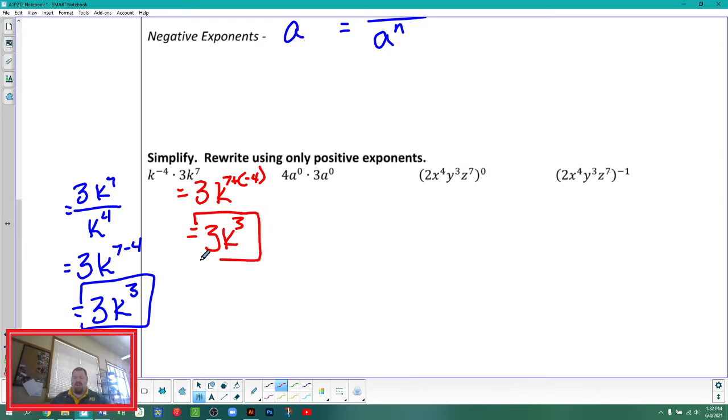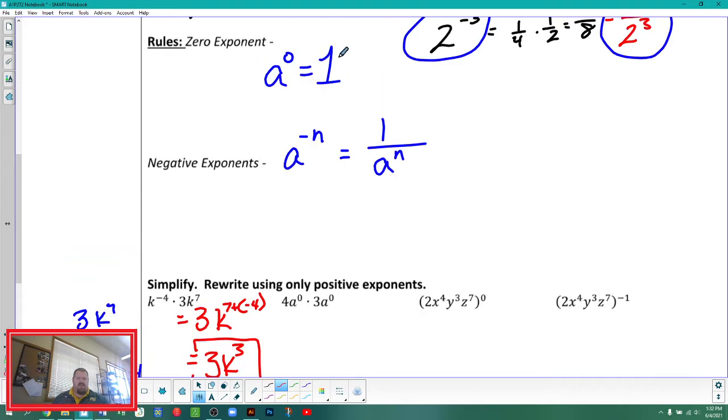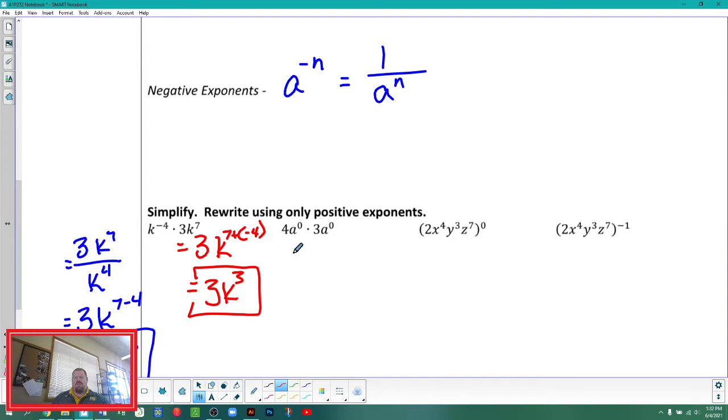My answer didn't change. So if my answer doesn't change, that means both ways are valid. You kind of usually have to check that multiple times, but consider me having checked it for you. Either way, it works just fine. For this one, I'm going to deal with the a to the 0 powers first because I wrote a rule for that. Any number to the 0 power is 1. So this is going to turn into 4 times 1 times 3 times 1. Multiplying by 1 doesn't really do anything. I get 12 as an answer.